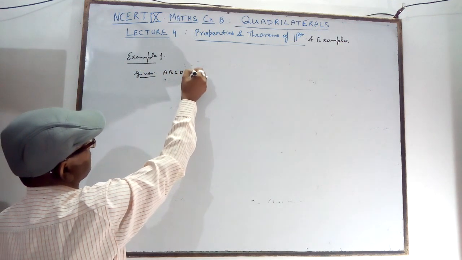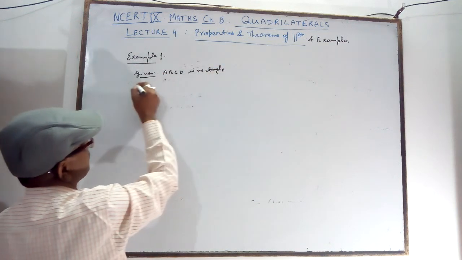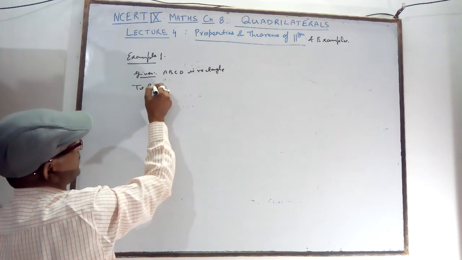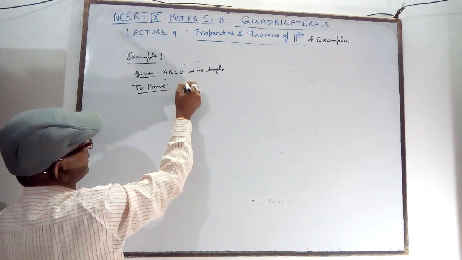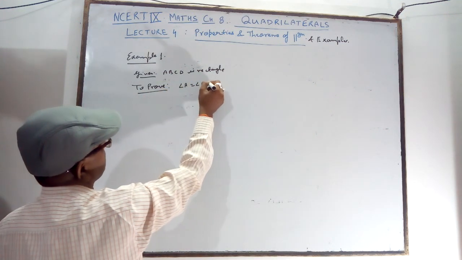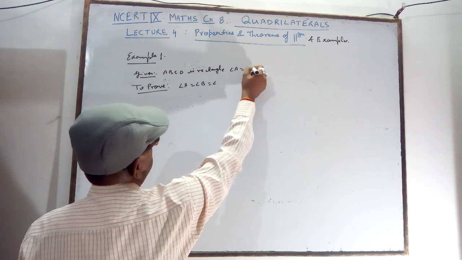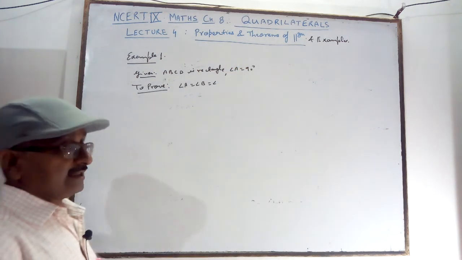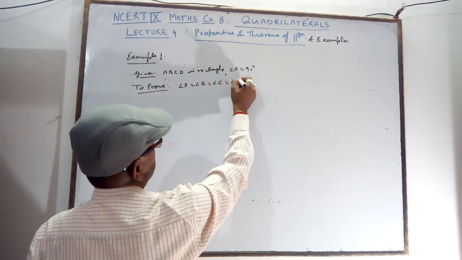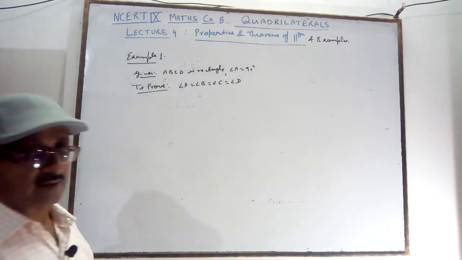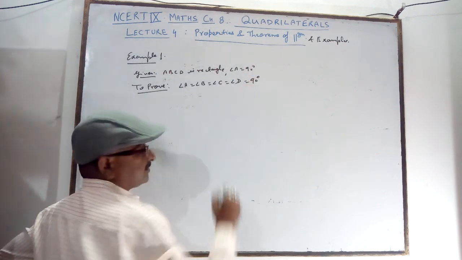ABCD is a rectangle. To prove: angle A is equal to angle B is equal to angle C is equal to angle D is equal to 90 degrees. It is a rectangle such that angle A is 90, given. All are equal to 90 degrees.